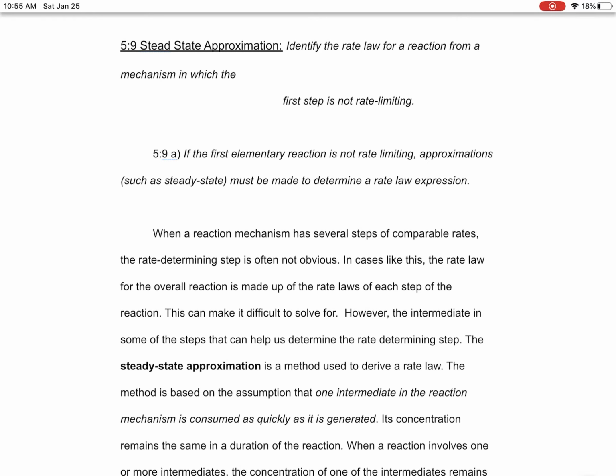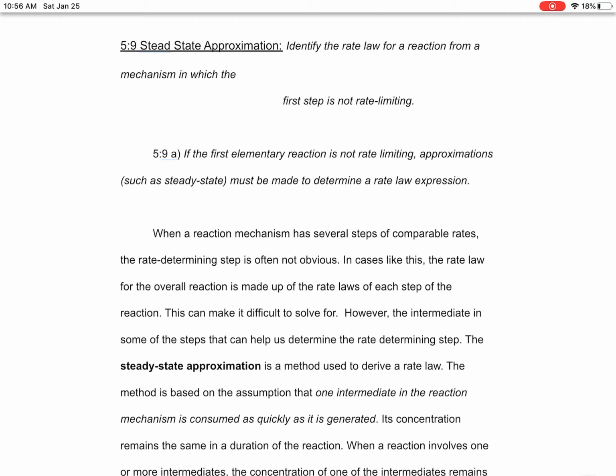Hello guys and gals, and welcome to the first video on section 5.9, which is about the steady state approximation. There will definitely be several videos for this section because it's not really something that we can honestly understand without doing several examples of it.